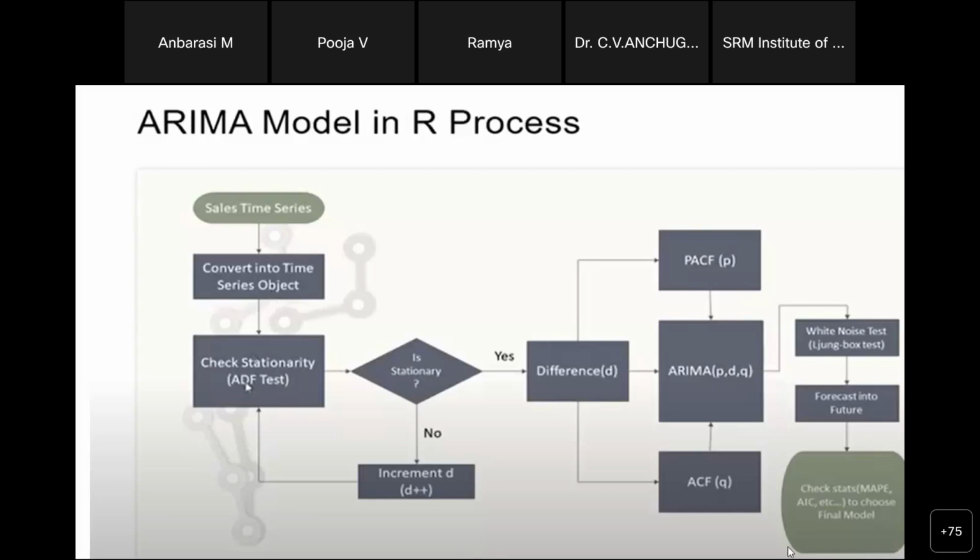Thank you. So the Ljung-Box test is a hypothesis test that is used to check whether the time series contains autocorrelation or not. Based on this check, we can see whether correlation is there in the given dataset, and then we can predict the future values. These are the steps we have to go through.